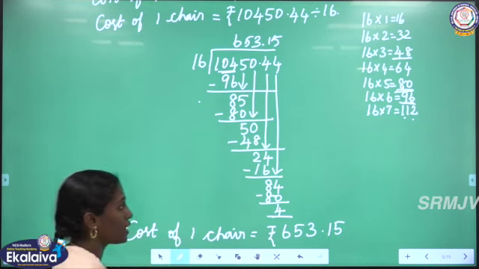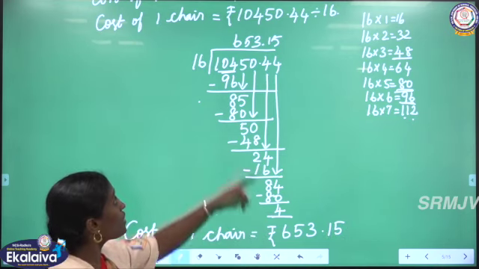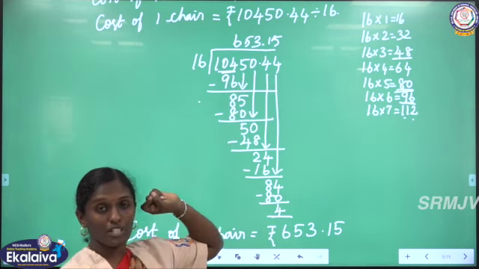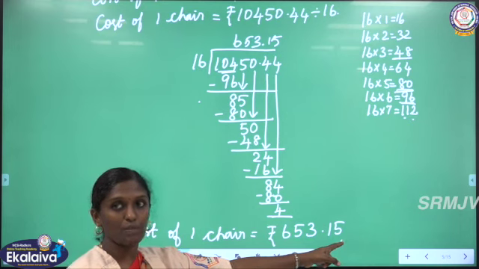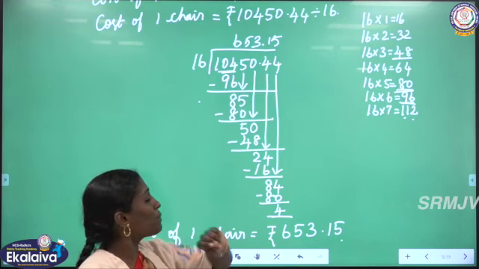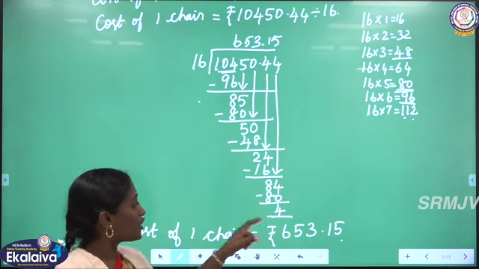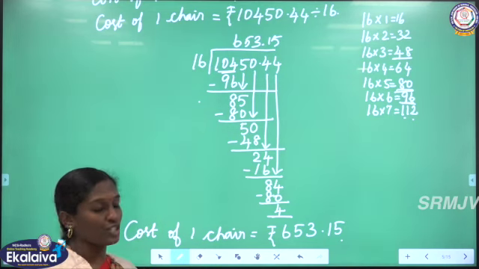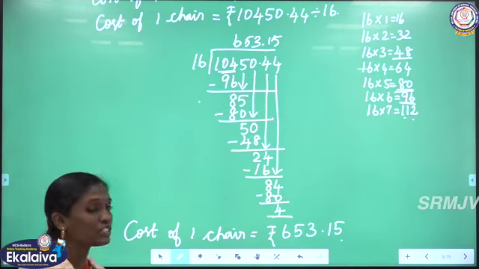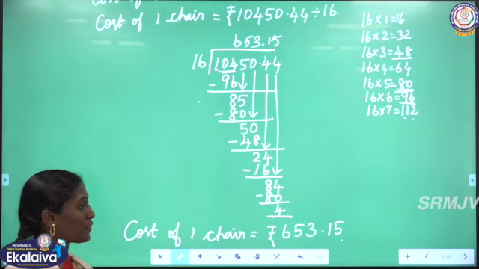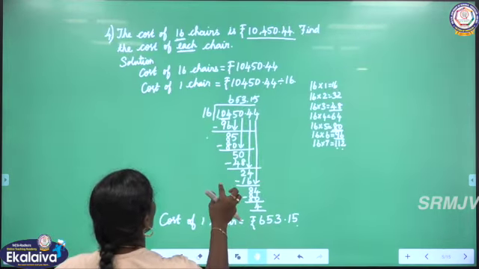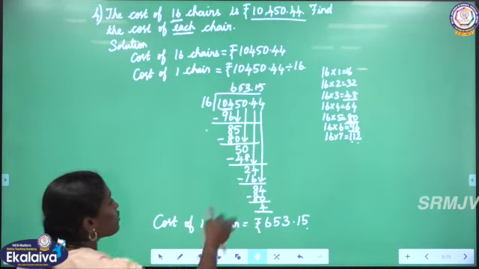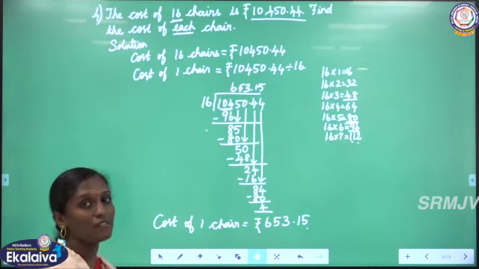653 rupees 15 paise. Here why am I stopping here? We need only 2 decimal places for rupees. While writing the money, we need 2 decimal places. So we got the 2 decimal places. So I am not continuing the division till the remainder is 0. Okay, so the cost of 1 chair is rupees 653.15. Okay, from the cost of 16 chairs, by using division, we found the cost of 1 chair.